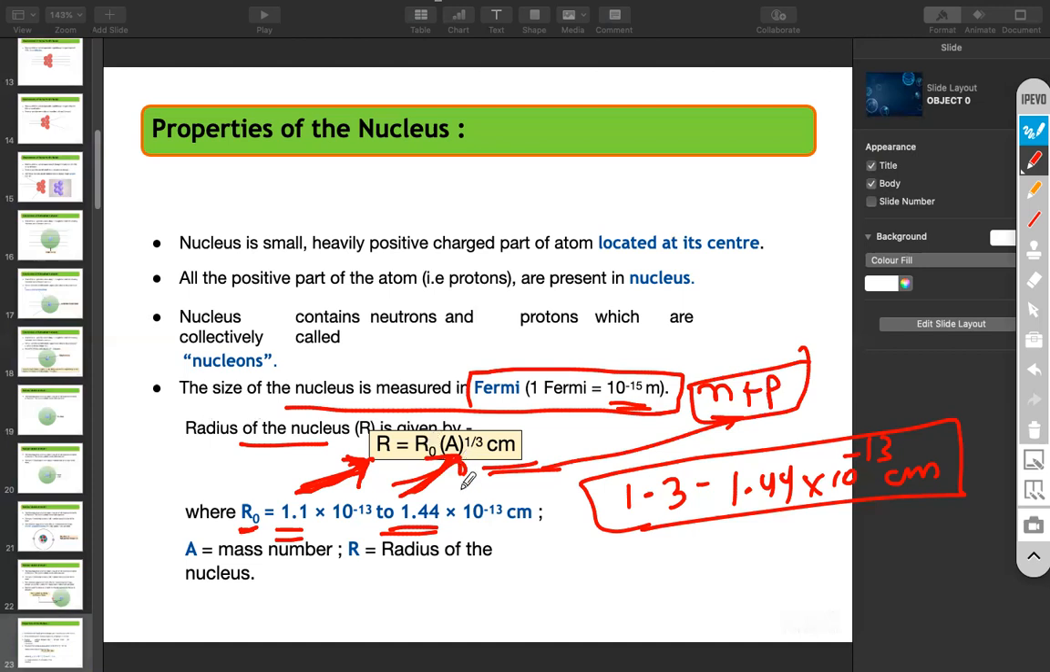R naught? If I put A as 1, I will get R naught. A is 1 for which element? Mass number 1. Hydrogen. So if I put A as 1, R becomes R naught. This means the radius of a nucleus becomes R naught, that is nothing but the radius of the nucleus of a hydrogen atom. Understood?